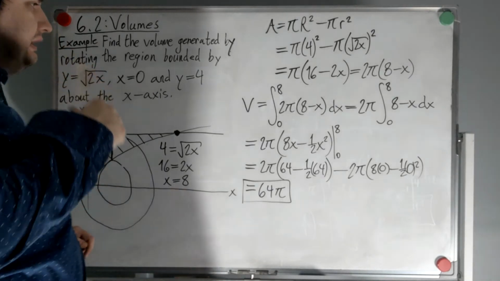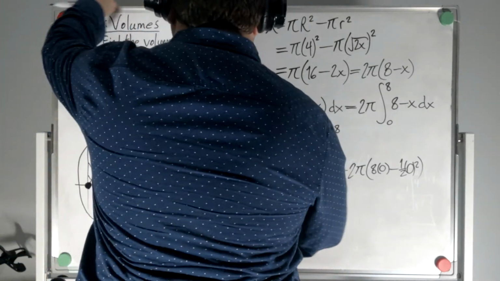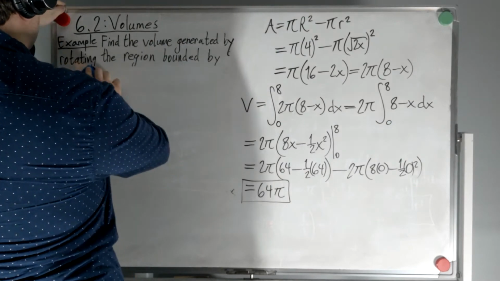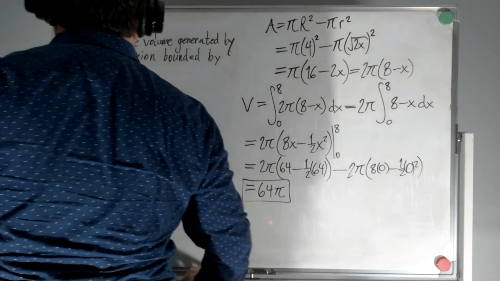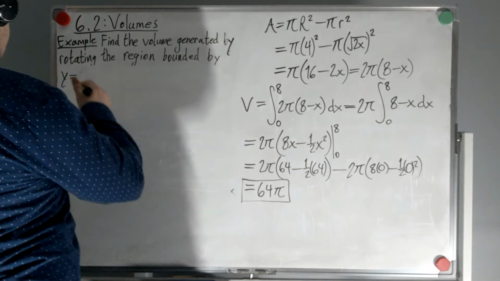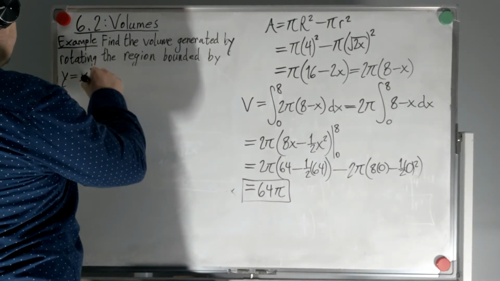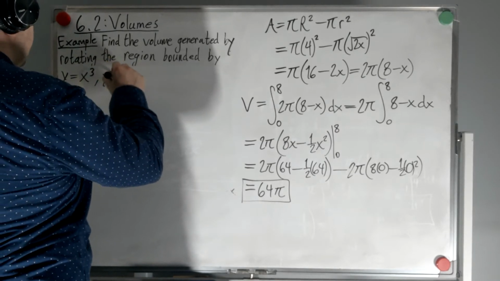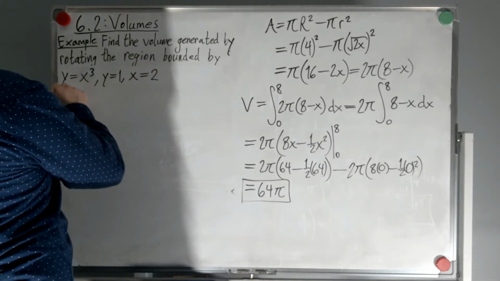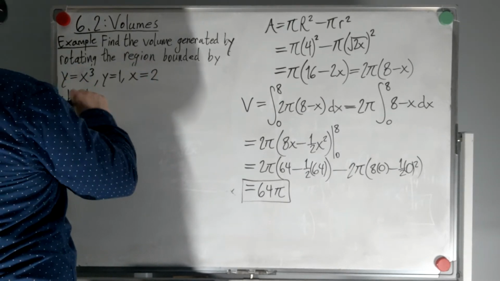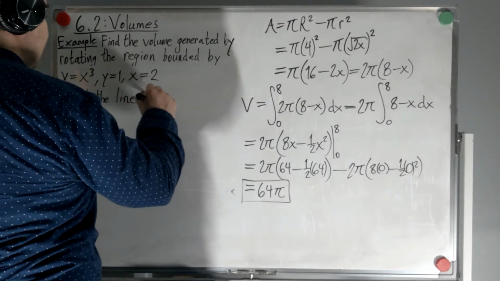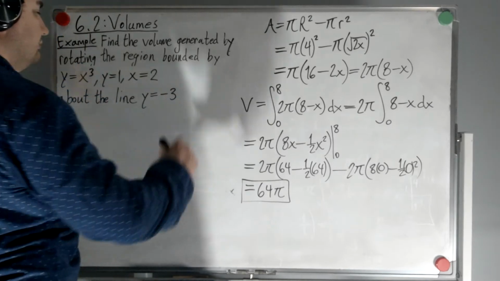Let's do one that's slightly different now. So here it's the region bounded by y equals x cubed, y equals 1, x equals 2. But we're going to rotate it about the line y equals -3.